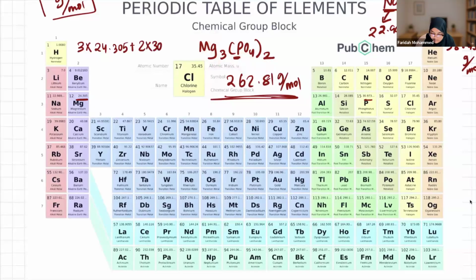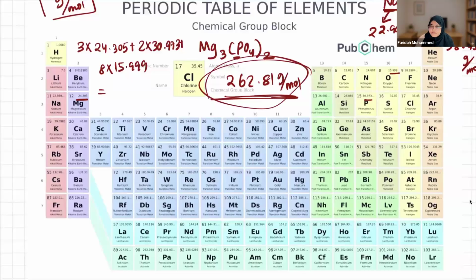30.973 plus, how many oxygen do you have? 8. 8 times, and what's the molar mass? 15.999. You add everything up, you're going to get around this. Any question? Anyone has any question? And the unit is gram per mole. Do not forget the unit.